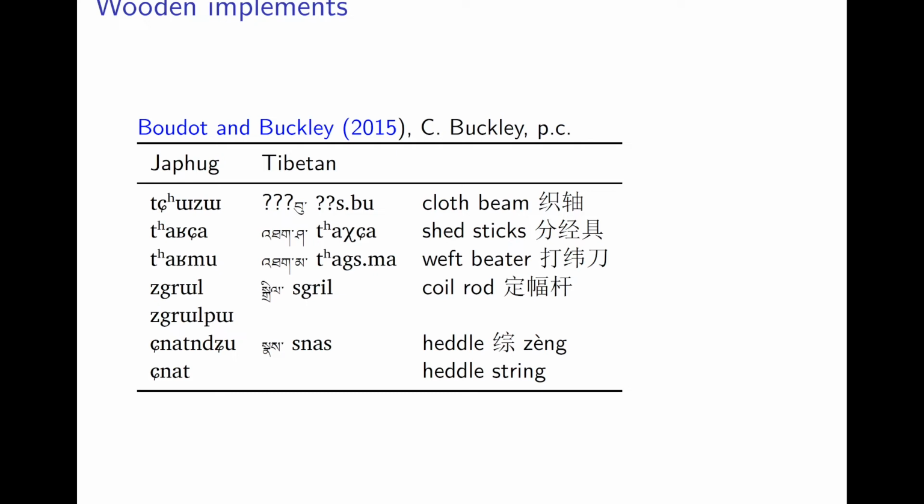What we see here is that I've put the Japhug form next to the Tibetan. A lot of the terms we have here are actually Tibetan words. It's quite clear for all these. And I'll show the implements and what they are like. The last one, snas in Tibetan, ne, and shnat in Japhug, is probably not a borrowing, but rather a cognate.